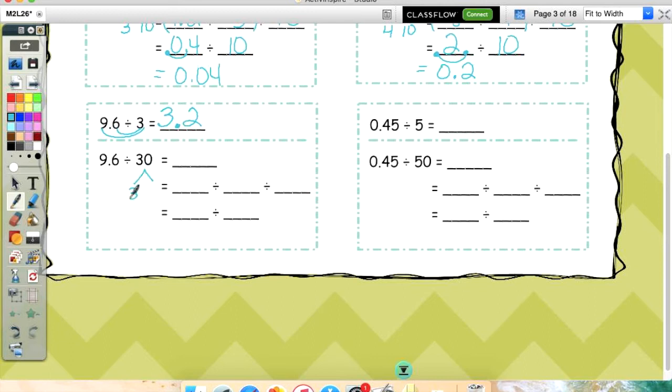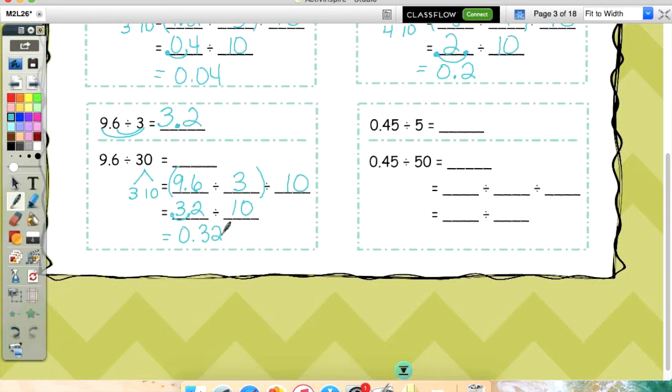Okay, so now I'm going to go down here and decompose the 30 into 3 and 10. We already know that 9.6 divided by 3 is 3.2. Now we're going to divide by 10. Tell me what to do, Aziel. You move the decimal to the left. Oh, I love it. Move the decimal to the left 1 time. Correct.